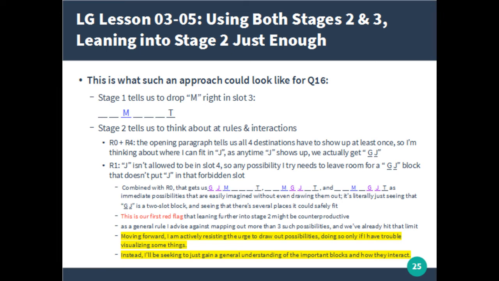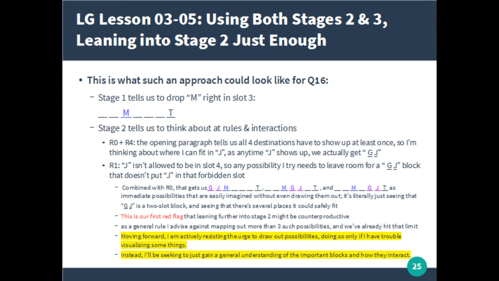Now stage 2 is where, again, the problems could happen. How do we judge a question like this, and how can we tell that stage 2 is potentially a trap for us? We'll start, as always in stage 2, with the rule analysis. So starting with rule 0. The opening paragraph tells us that the 4 destinations have to show up at least once. So of the letters, I'm trying to think of where I can fit G, J, M, and T. We've already taken M and T. We've already put them on the board, so we really have to account only for G and J at this point.